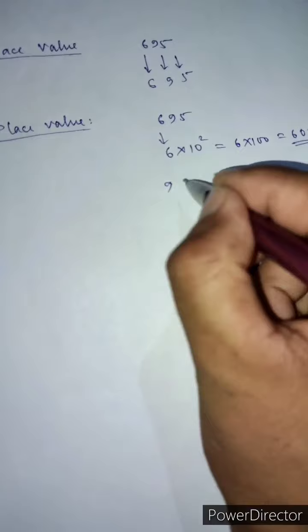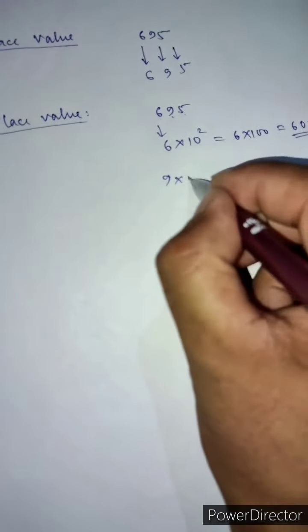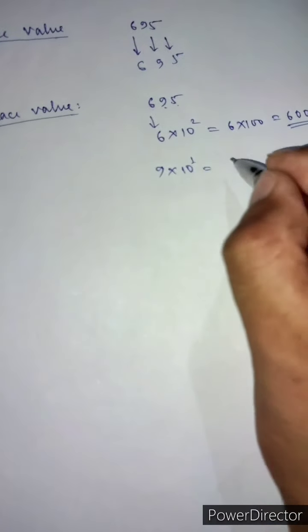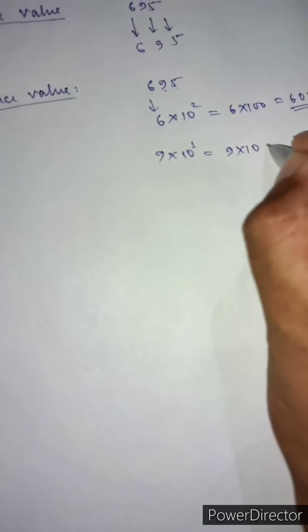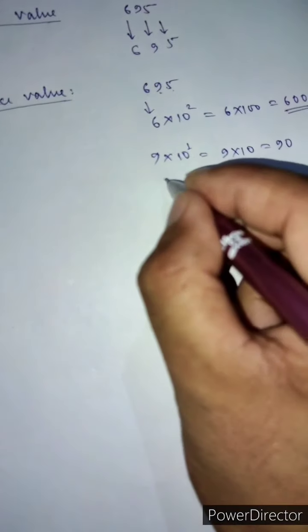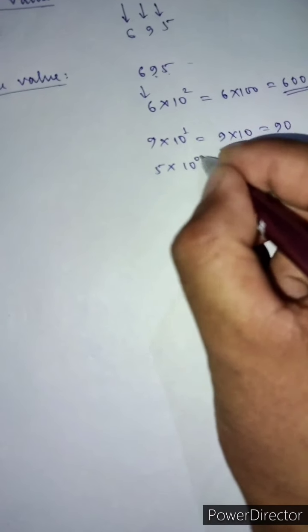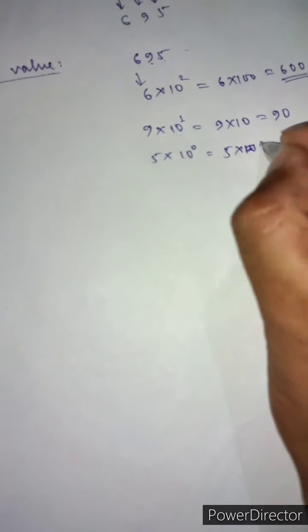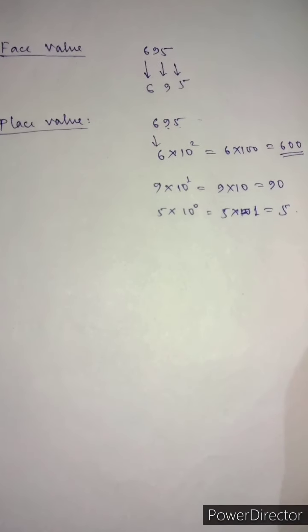Similarly for 9, 9 into what is the place value here? 10 power 1, otherwise you can write only 10. 10 power 1 means 10, so 9 into 10 is 90. And the place value of 5 is what? As there are no more digits after 5, you have to give power 0, so 5 into 10 power 0 means 1, and this is equal to 5. So these are the place values.